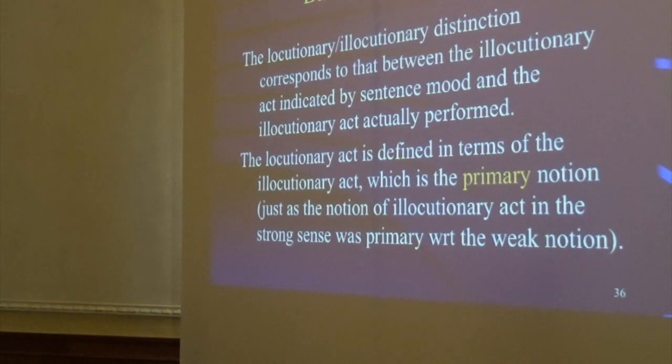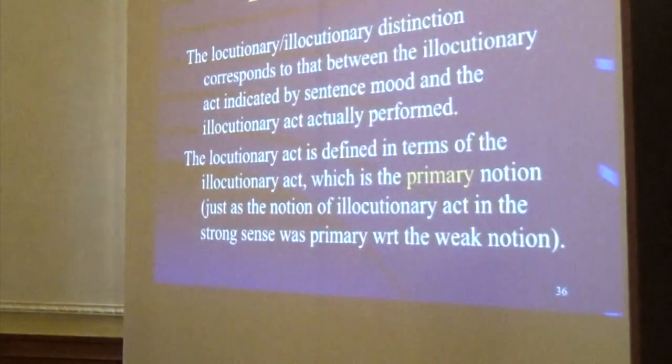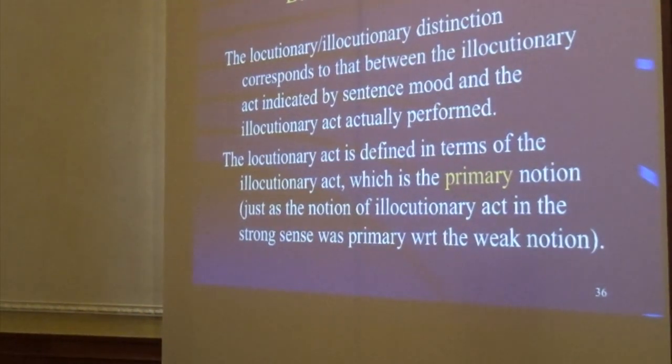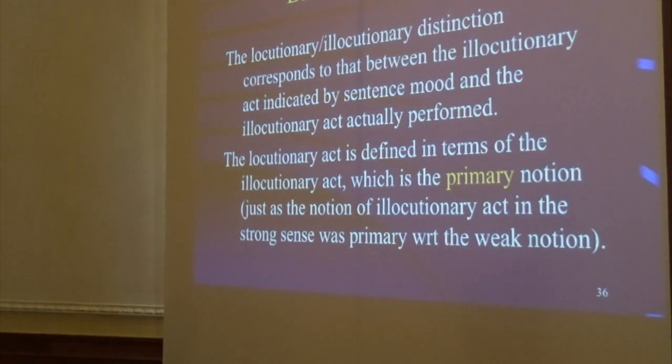Okay, and to conclude, I want to go back to the beginning of the talk. When I talk about the two types of locutionary acts, now we see that the illocutionary distinction corresponds to the distinction between the illocutionary act indicated by the sentence in virtue of its conventional meaning, in particular the mood of the sentence, and the illocutionary act actually performed. And those are two different things. What's encoded and what you're actually doing are two different things. They can come apart. And the distinction between the locutionary and the illocutionary act corresponds to that distinction on my interpretation.